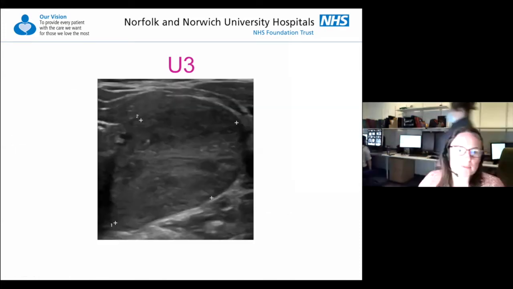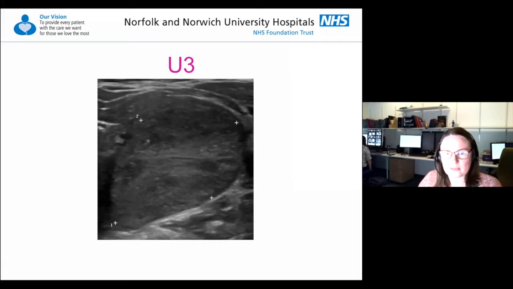This is a more indeterminate lesion, a U3 lesion. It is solid, it's a bit more hypoechoic than the background thyroid, and there was some internal vascularity on Doppler. So we would want to go on and FNA this to try and work out whether it's a suspicious lesion. Follicular lesions often have this sort of appearance.